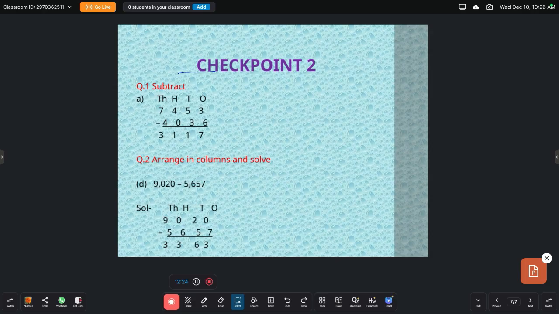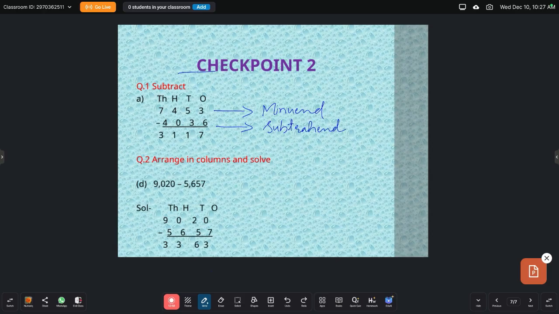So in checkpoint 2, we have the first question, subtract. So part A here we have, it is already arranged in columns. As minuend we have 7,453. So it's our minuend. And as subtrahend we have 4,036. Fine. This is our subtrahend.